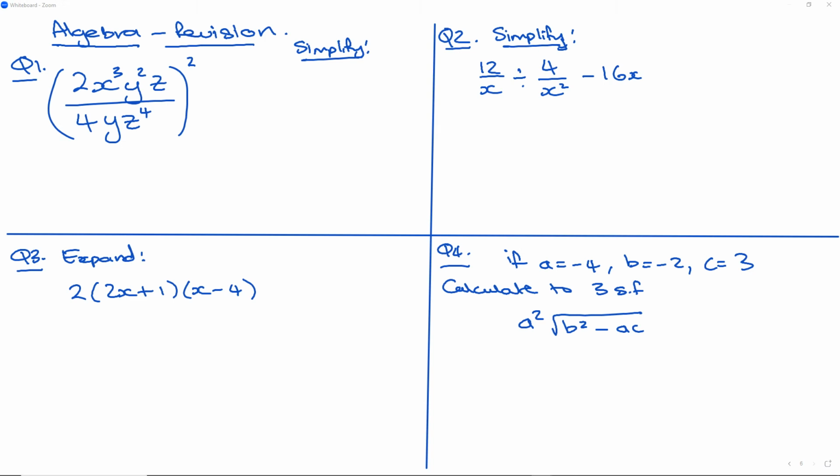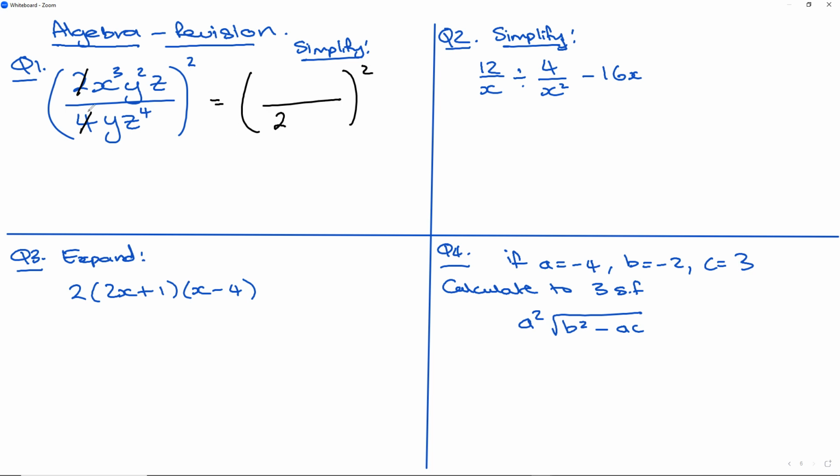Let's go through this one over here now. So the first thing here in this bracket, what I'm going to do is simplify this bracket over here. So we're doing algebra revision, okay? And 2 can go into 4 two times. I'm going to rewrite this bracket. Keep the squared on the outside, but try and simplify the inside first.